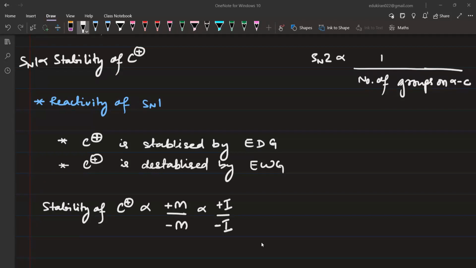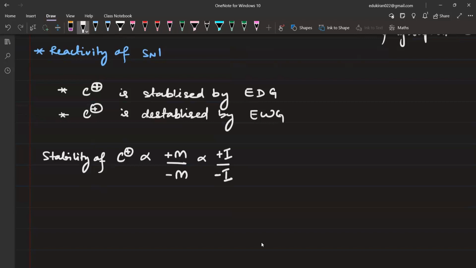Okay. Now, let us see. There are a few points that you just write. If I talk about the rate or reactivity of SN1, the rate of SN1.